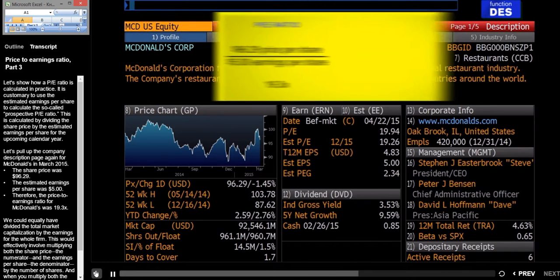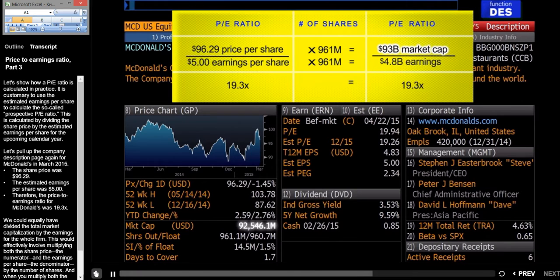We could equally have divided the total market capitalization by the earnings for the whole firm. This would effectively involve multiplying both the share price, the numerator, and the earnings per share, the denominator, by the number of shares. And when you multiply both the numerator and denominator of a fraction by the same number, you end up with the same fraction.